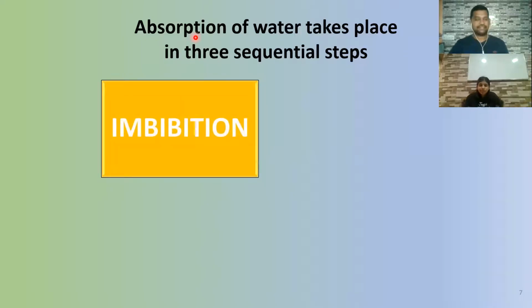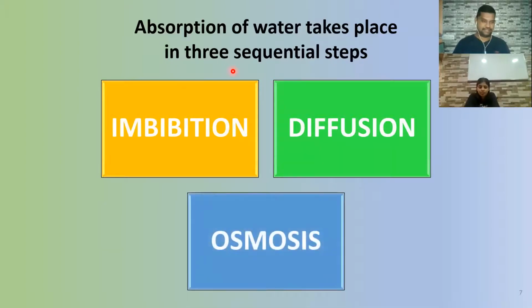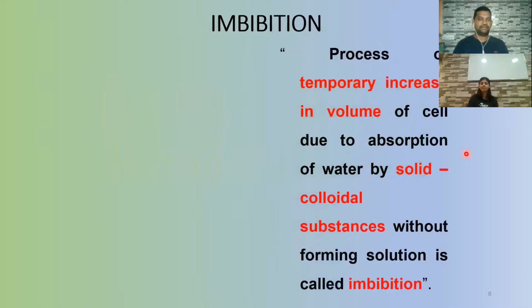The first step is called imbibition. Second step is called diffusion. We'll see them one by one. And third one is called osmosis. So imbibition, diffusion, followed by osmosis, the 3 steps in which absorption of the water takes place. Okay, so talking about imbibition, what is that?